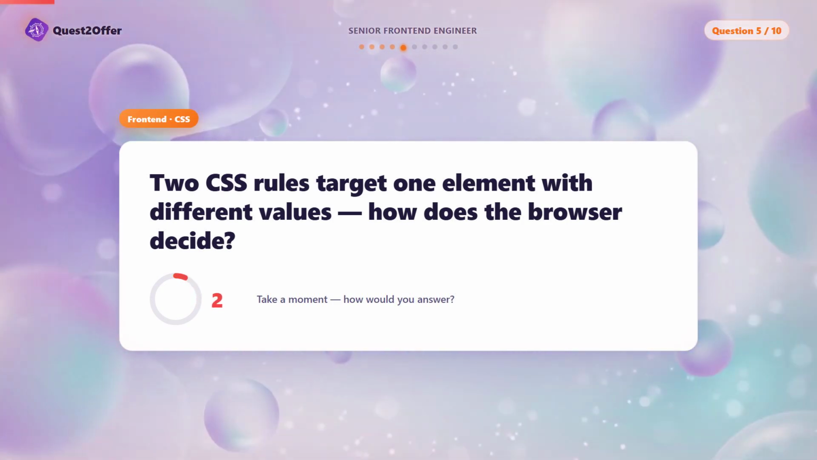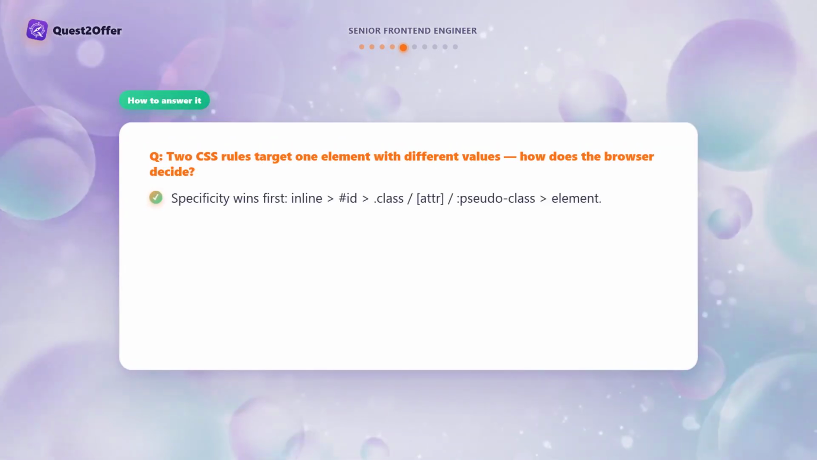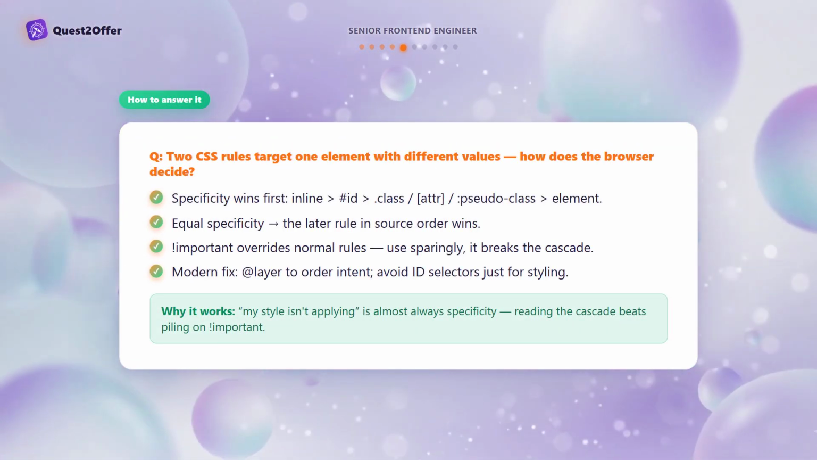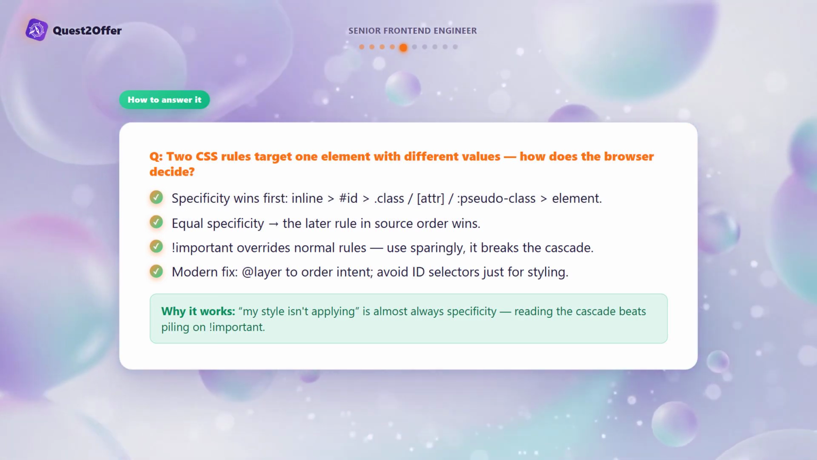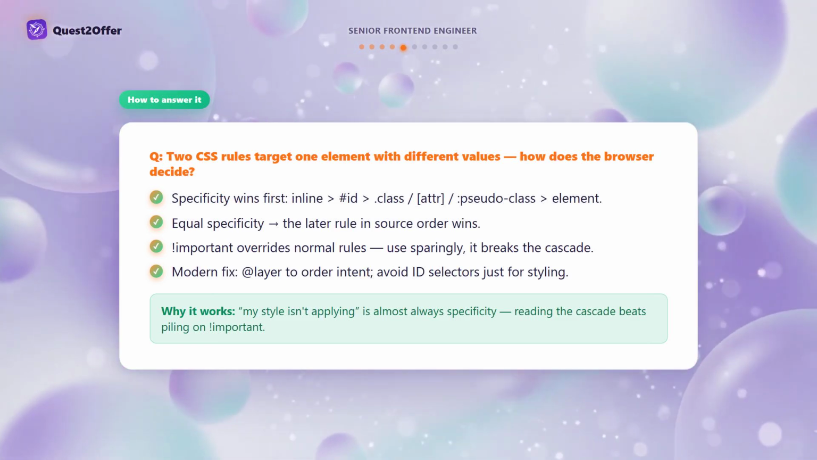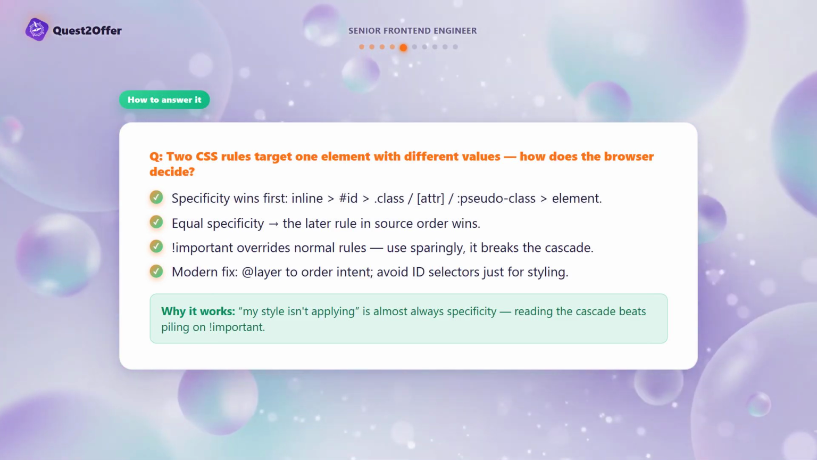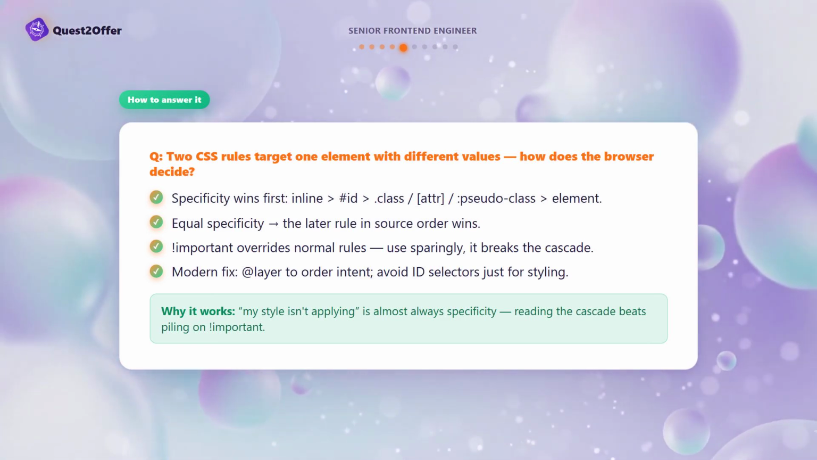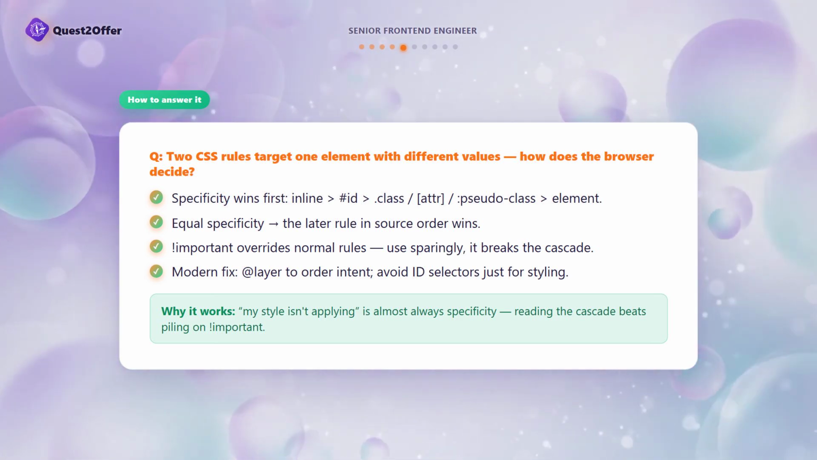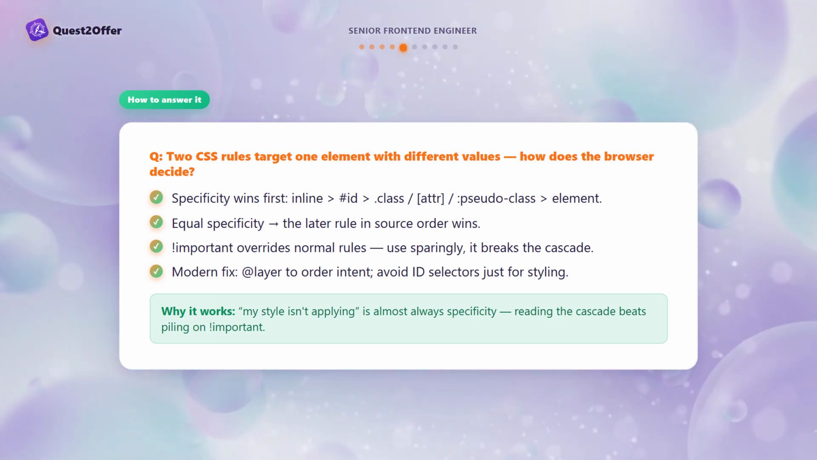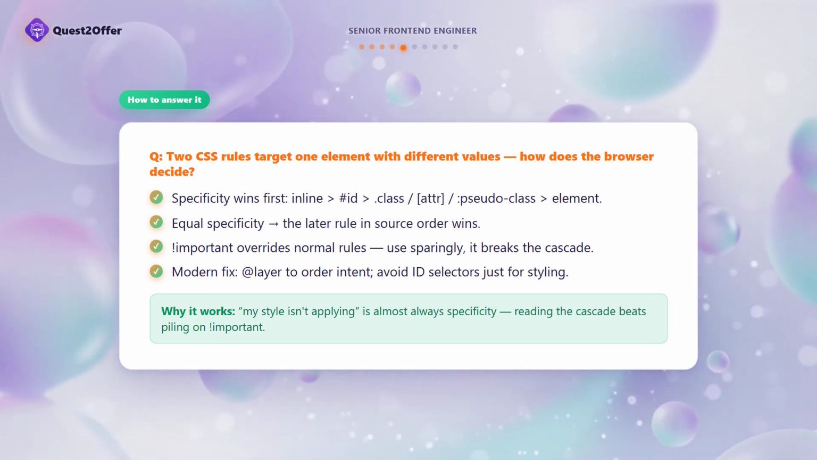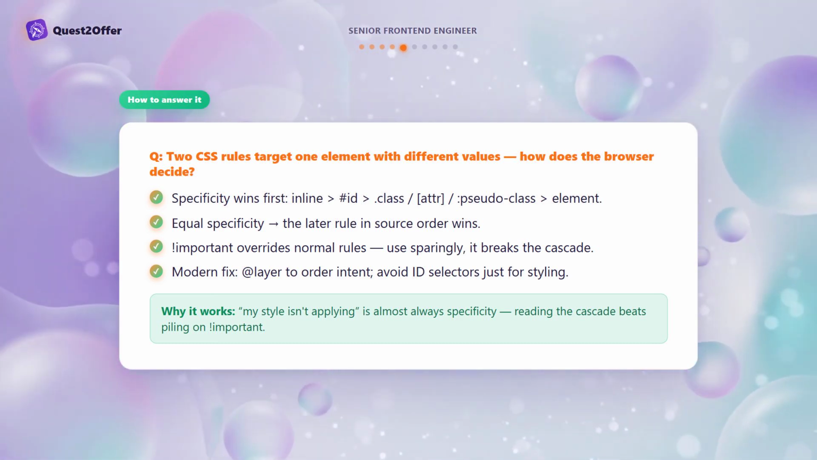Specificity wins first. An inline style beats an ID, which beats a class or attribute, which beats an element selector. If specificity ties, the later rule in source order wins. Important overrides normal rules, but use it sparingly. It breaks the cascade. And modern CSS gives you cascade layers to order your intent cleanly, so you can stop reaching for important.